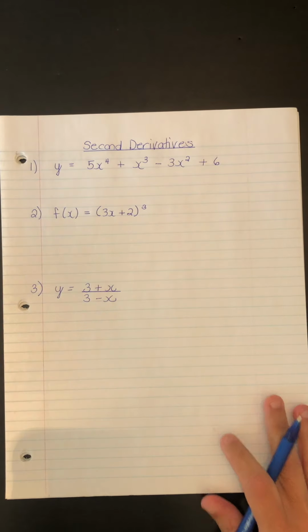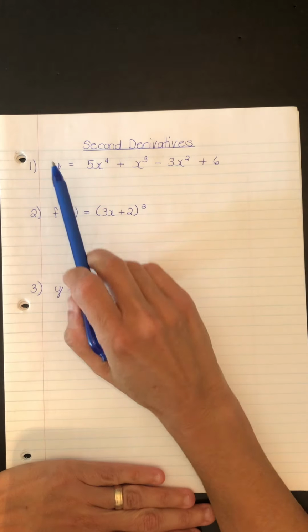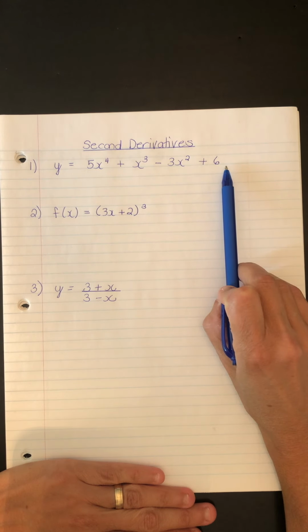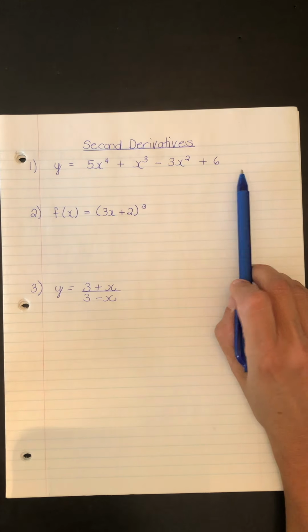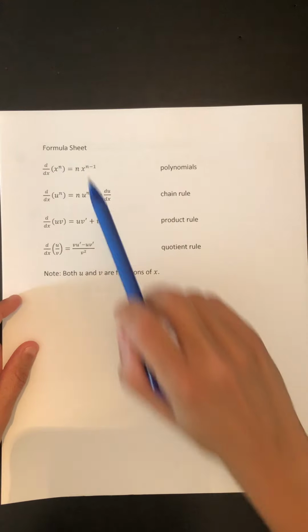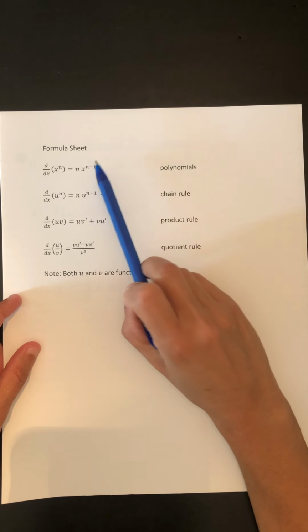So today we're going to look at forming the second derivative of various functions, and the really important thing is identifying the function correctly. So in example 1 here, you should see that this is a polynomial. So we will simply use the very first derivative rule that you learned in this course. So the derivative of x to the n is nx to the n minus 1.